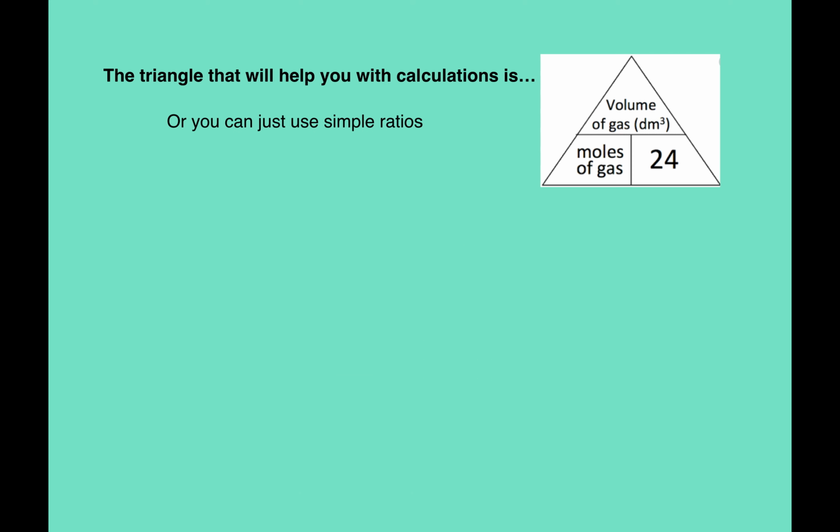Now, in calculations, some people like these triangles. So the moles of gas equals the volume of the gas divided by 24, or the volume of gas equals the number of moles of gas times 24, or you can just use simple ratios. I tend to prefer simple ratios and proportions. So let's have a look at this.